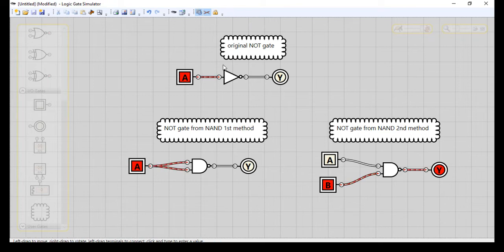This is my original NOT gate here, and this A is my input and this Y is my output. Likewise, this is my first method to prepare NOT gate from the NAND gate. Here A is my input, to which both the inputs of my NAND gate are connected. That means both the inputs of our NAND gate are merged into a single input A, and Y is our output.